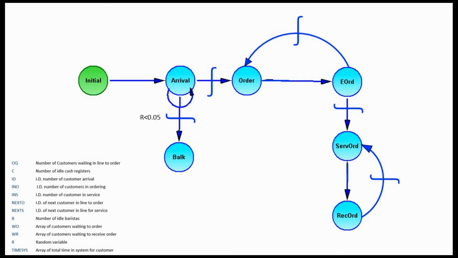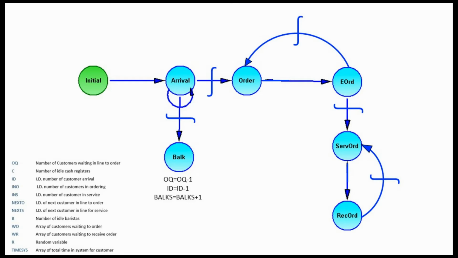We also generate a new random variable, R, that determines whether the customer bulks or continues into the order queue. Arrival events always schedule another arrival event in time TA. A bulk event is scheduled only when R is less than 0.05, meaning that about 5% of people bulk.